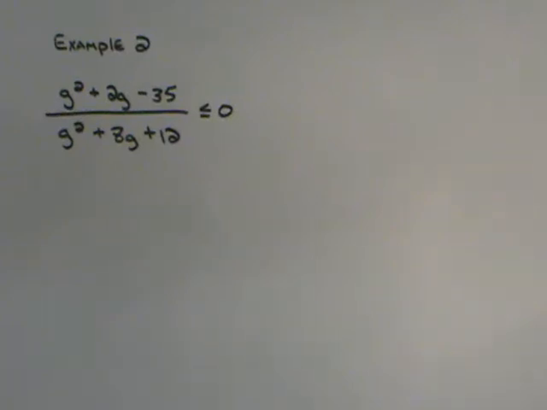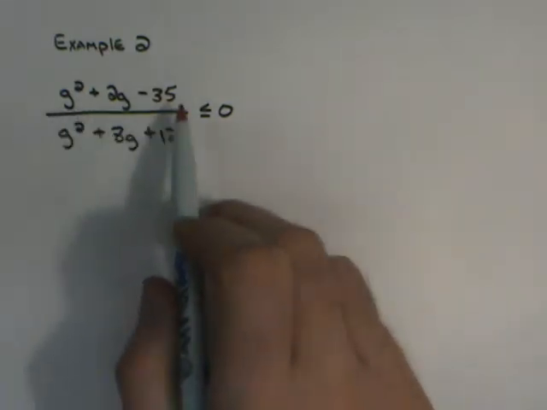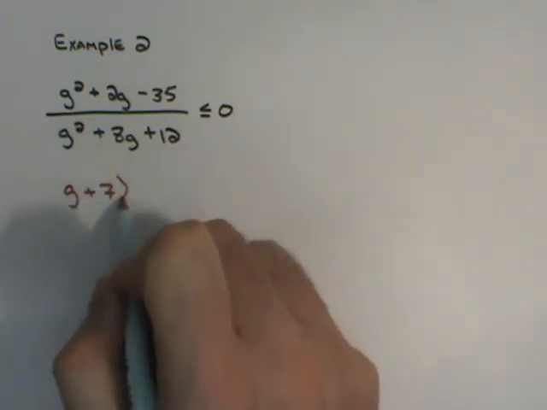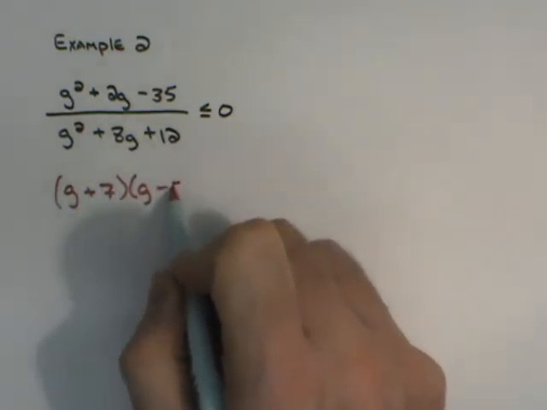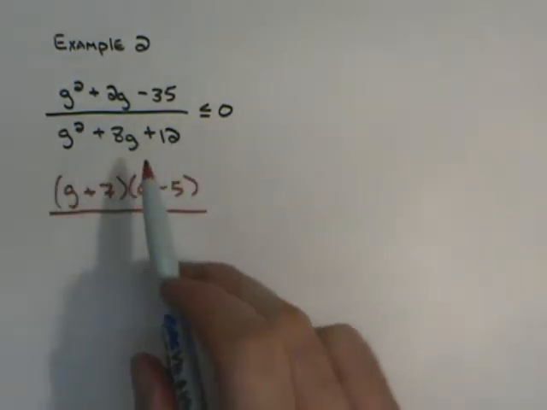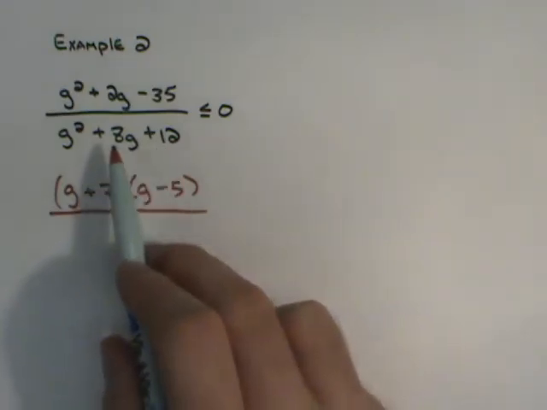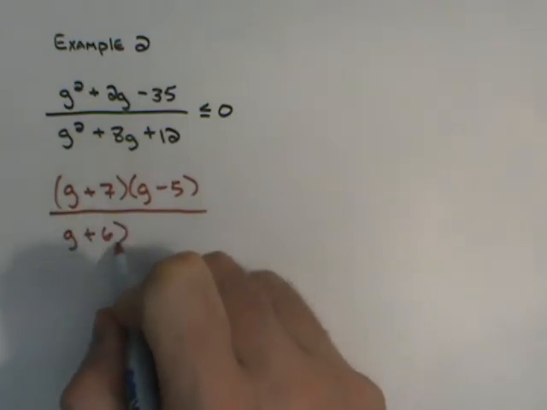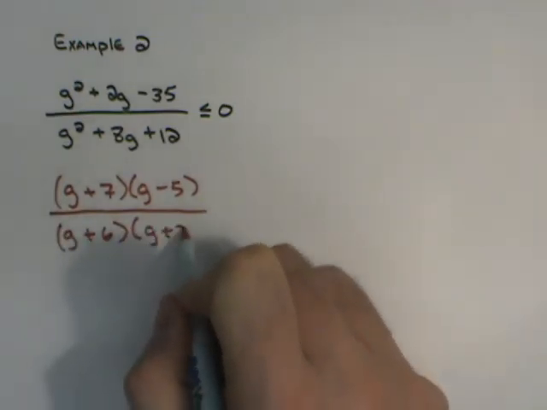Example 2 of solving expressions by looking at sign tests. The first step is to factor both the numerator and denominator to look at your zeros and asymptotes. As I look at this numerator, I can factor this down using g plus 7 and g minus 5. In a similar way, as I inspect the denominator, I recognize that the two numbers that multiply to give me 12 and add together to give me 8 would be 6 and 2. So I can call this g plus 6 and g plus 2.